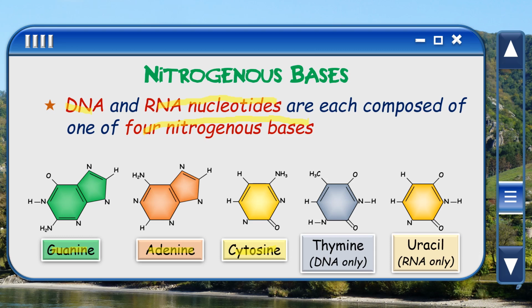But when it comes to uracil and thymine, thymine is only found in DNA, whereas uracil is only found in RNA. But the other three can be found in either DNA or RNA. These three bases can be found in DNA and RNA nucleotides. That's guanine, adenine, and cytosine. But thymine is only found in DNA, and uracil is only found in RNA.